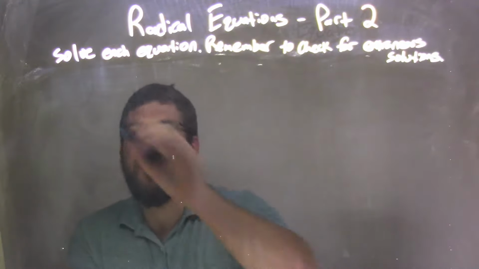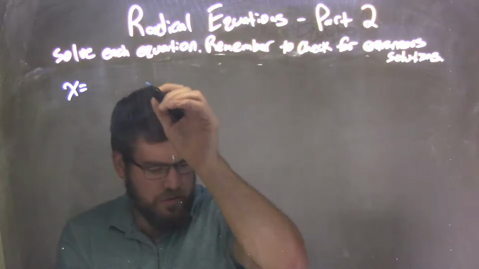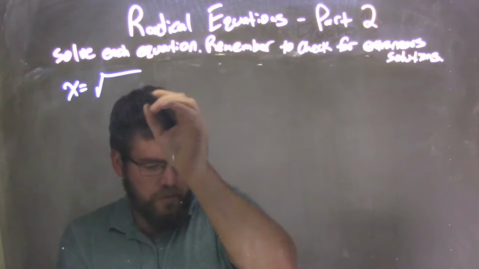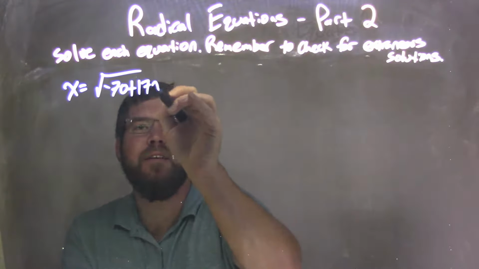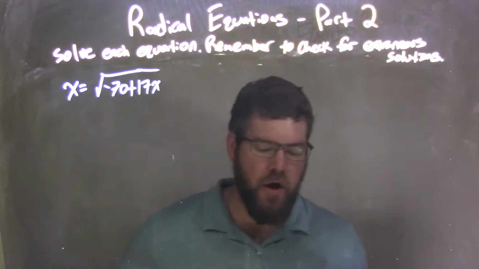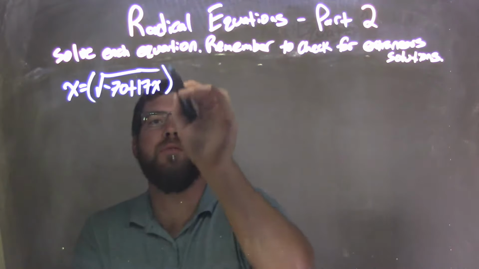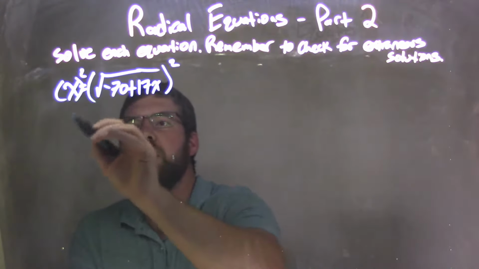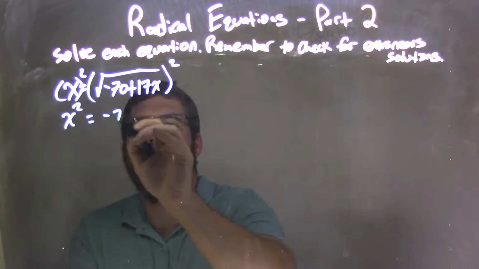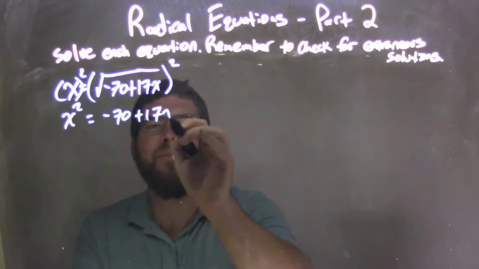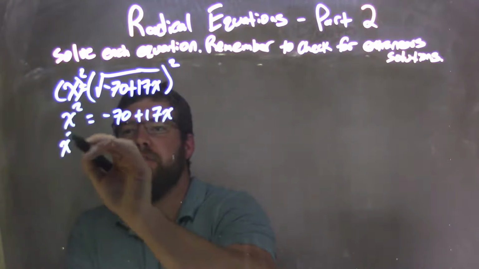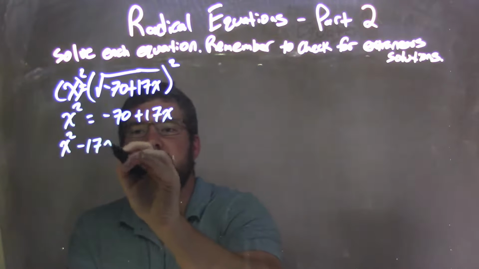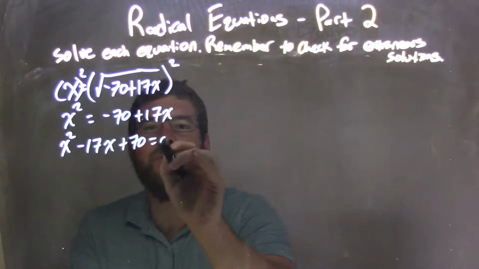So if I was given this equation, x equals the square root of negative 70 plus 17x, well, first thing I need to do is square both sides. That leaves me with x squared equals negative 70 plus 17x. From there, I brought everything over to the left-hand side: x squared minus 17x plus 70 equals 0.